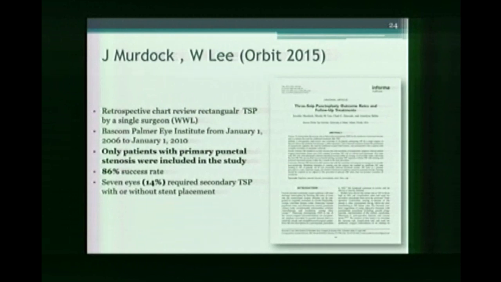The other 14% had recurrences, so they did another 3-snip procedure, but this time they placed either a donut stent or a mini monoca monocanalicular stent. In their study, they encountered some adverse effects or complications, mainly because of the stent, in which one patient had an Actinomyces israelii infection and one had a Staphylococcus aureus infection.